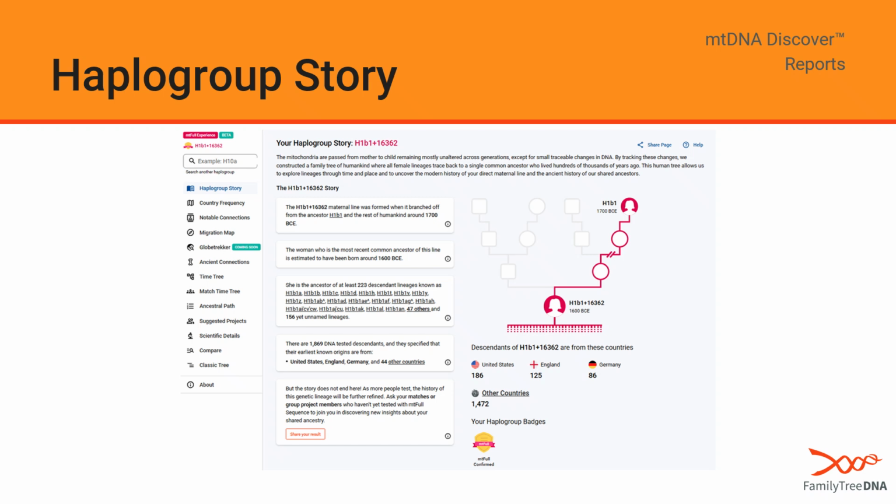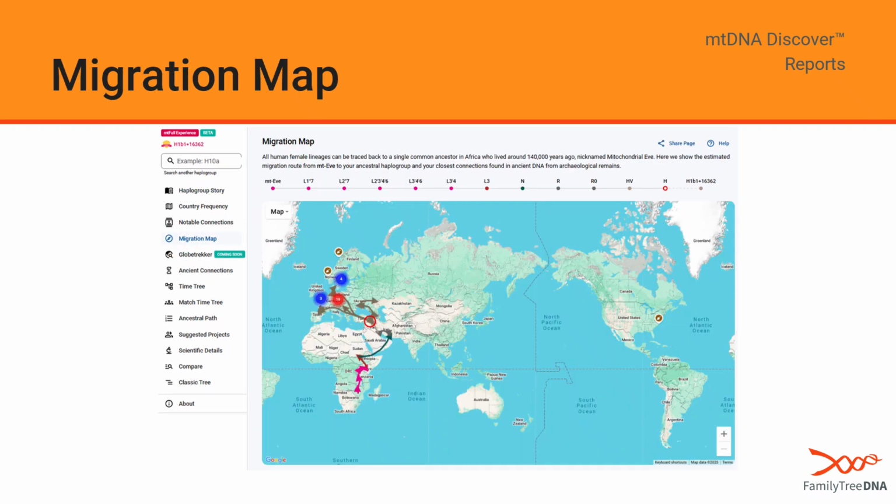Now, if you're anything like me, seeing a giant wall of text like this might not always be your friend. So there's a lot of different tools in here. So we're going to go ahead and talk about each one of them, or at least some of the most valuable ones for genealogists, since there is a lot here. So first, we're going to take a look at this migration map, since this is something that's now a little familiar to us.